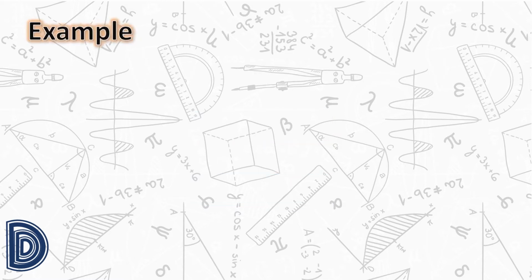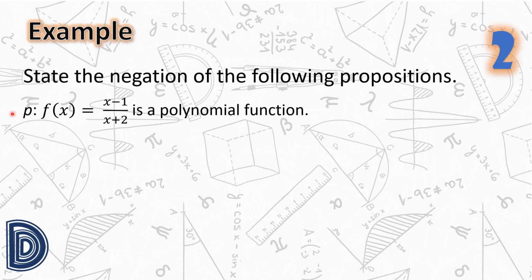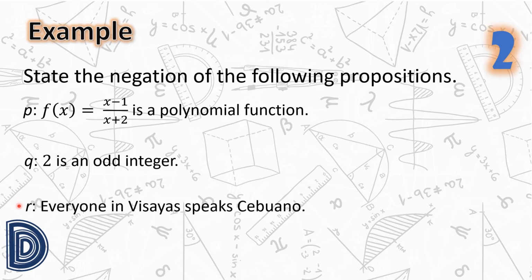Let us have some examples. State the negation of the following propositions. Proposition P: f of x is equal to x minus 1 over x plus 2 is a polynomial function. Proposition Q: 2 is an odd integer. Proposition R: everyone in Visayas speaks Cebuano. Let's start with proposition P.